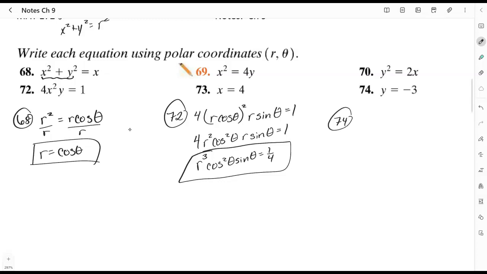Let's do one more. Let's do 74. We have y equals -3, so that's a horizontal line. And if we were to graph that or rewrite that in polar, we could write it like that. And sometimes in polar, they like to solve for r if they can. So we could write it that way.